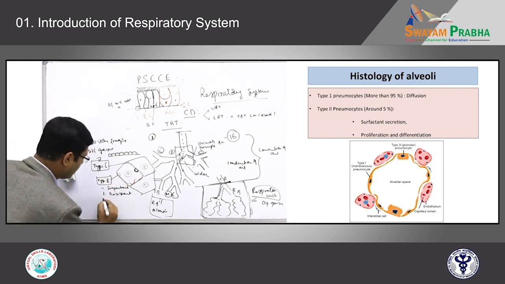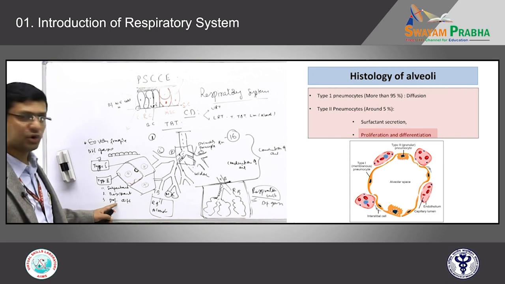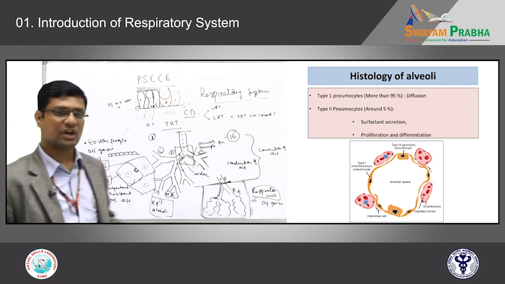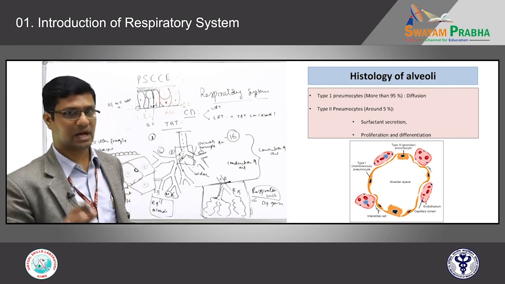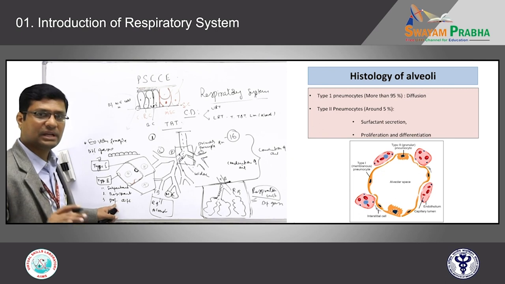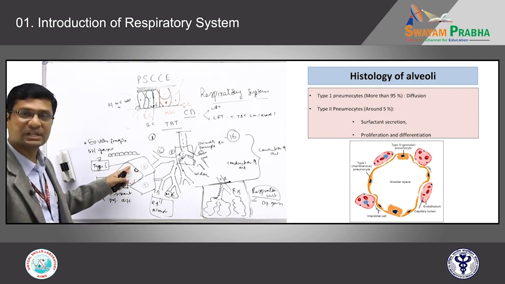And third main function, they have a capacity of proliferation and differentiation. This is very important. They also act like stem cells. The main function of stem cells is proliferation and differentiation. I will tell you one thing. Whenever you inhale a toxin or whenever there is any kind of damage to the lung, the first cell which dies is the type 1 cell.